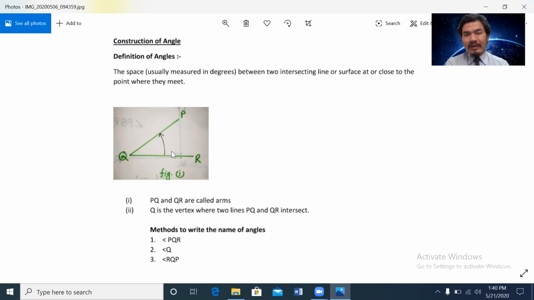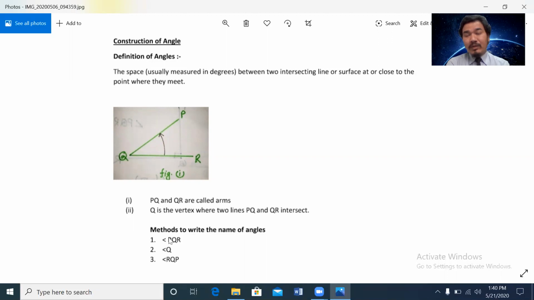There are two names written about this angle, PQ and QR. PQ and QR are called the arms. The point Q is the vertex where the two lines PQ and QR intersect. When this line and this line intersect, meaning they cut each other or touch each other, that point is known as the vertex. Some will also say vertices, which is the plural form of vertex. Don't forget it.